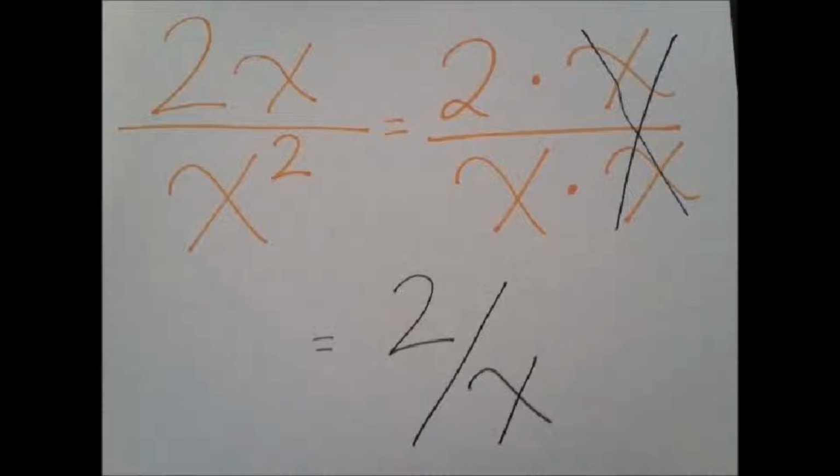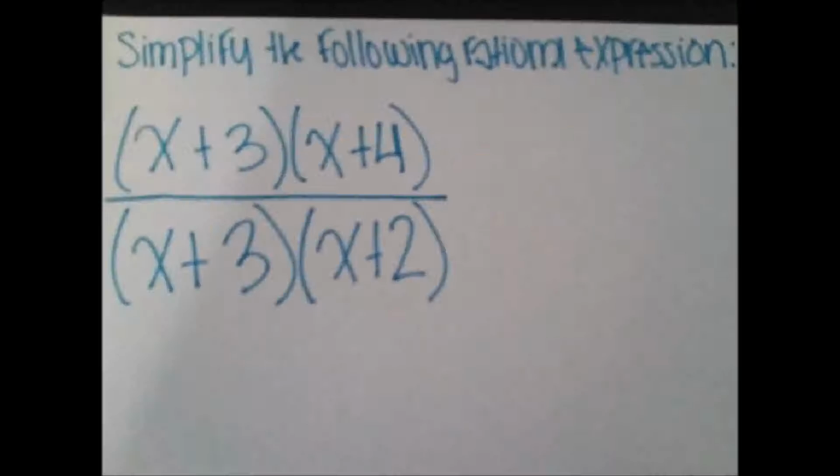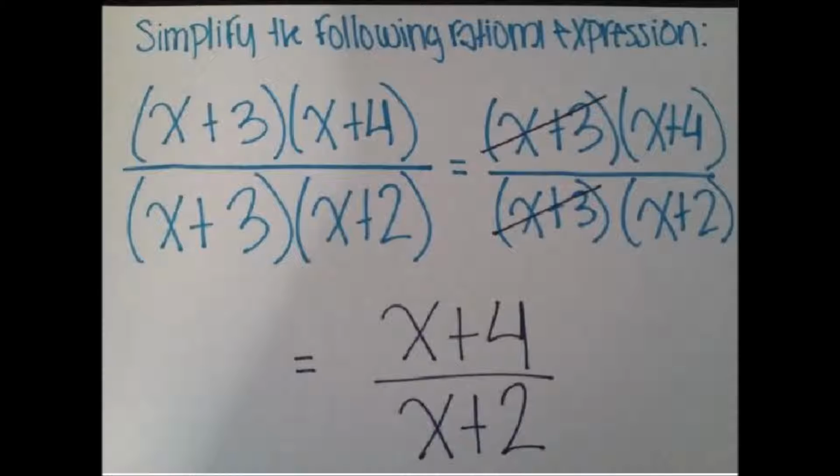Now cancel. You can cancel the x on the numerator and the x on the denominator, and therefore giving you 2 over x. Let's try another one. Simplify the following rational expression: x plus 3 times x plus 4 over x plus 3 times x plus 2. It's the same process as the last one. Just cancel the same terms, and you're left with x plus 4 over x plus 2. So here you canceled x plus 3 and x plus 3, and you got your answer, x plus 4 over x plus 2.